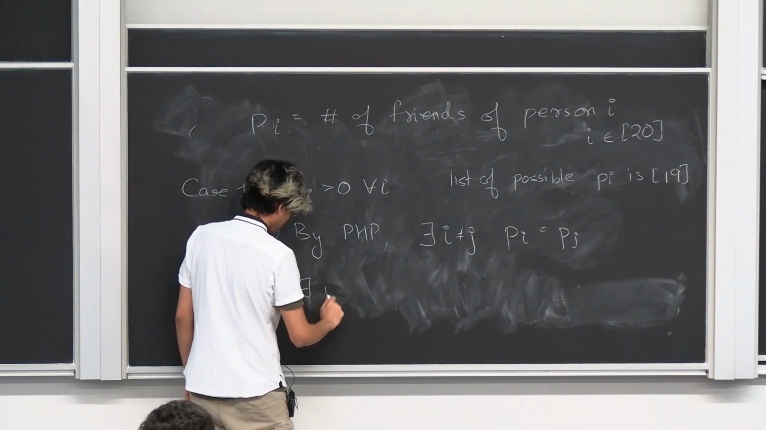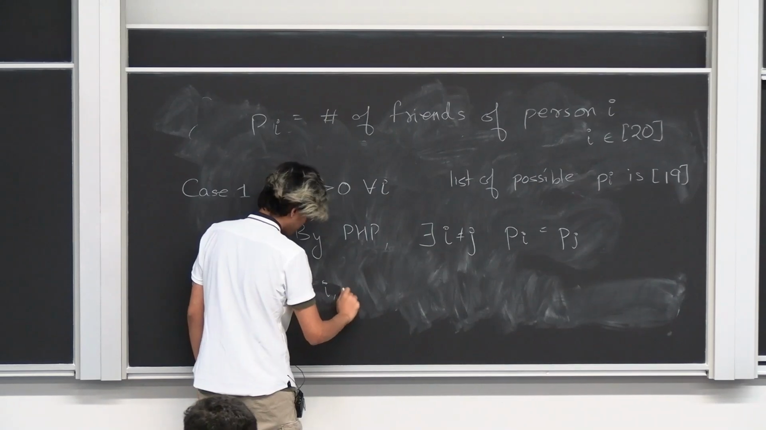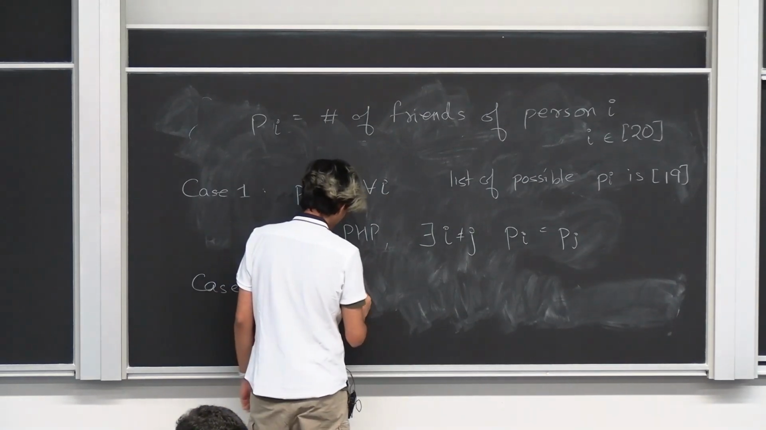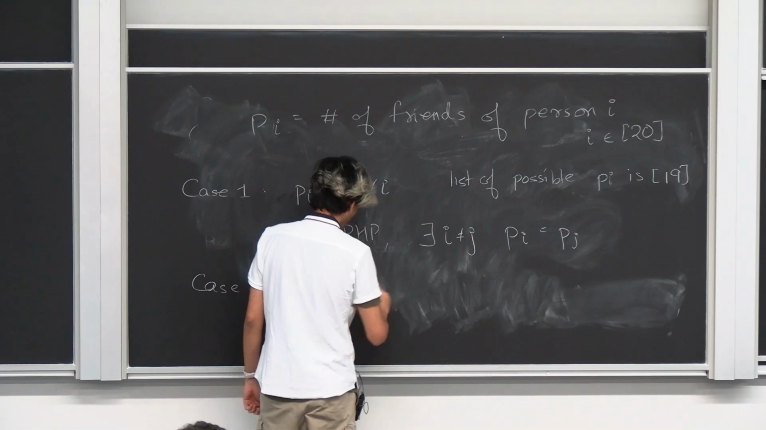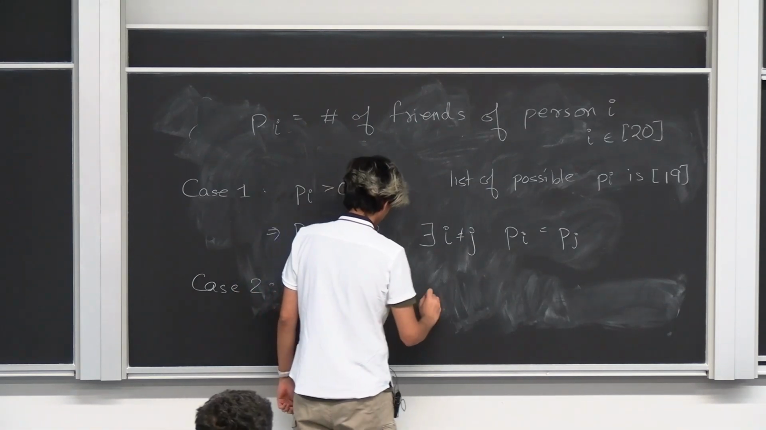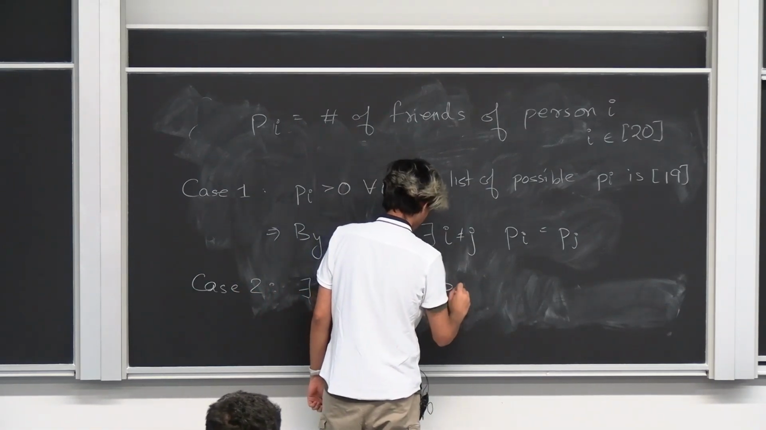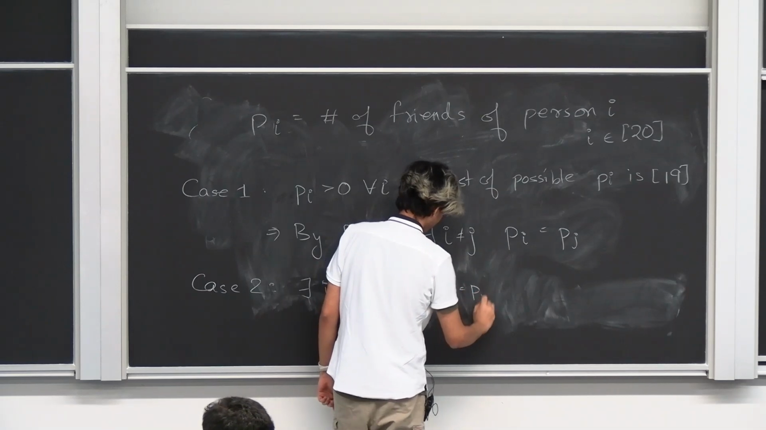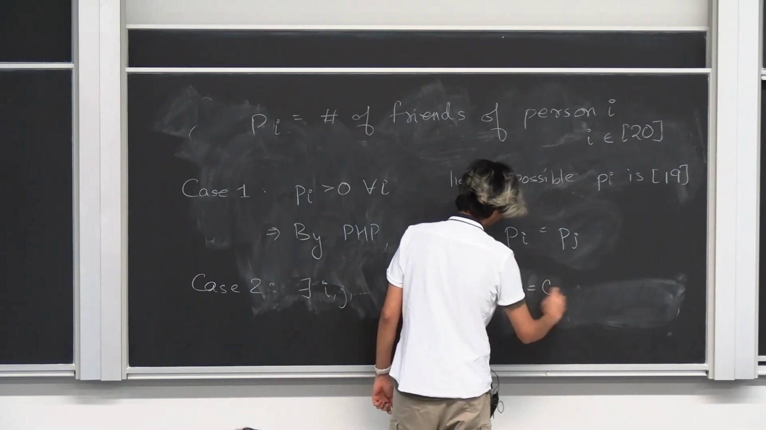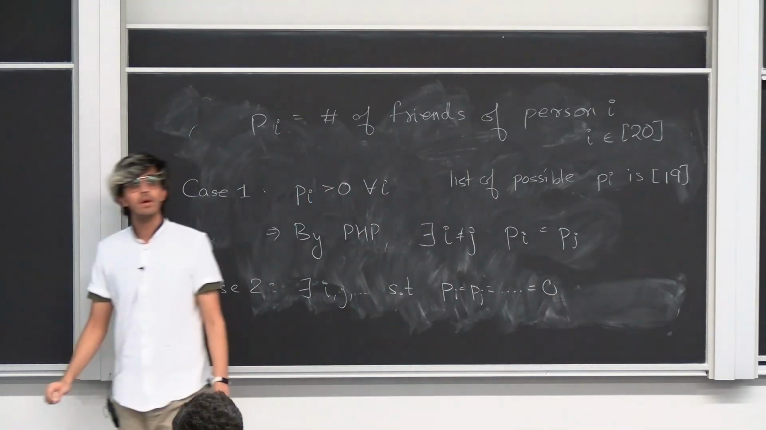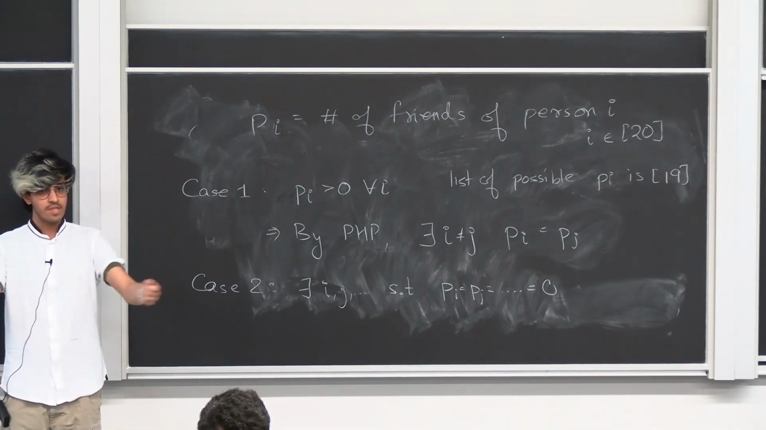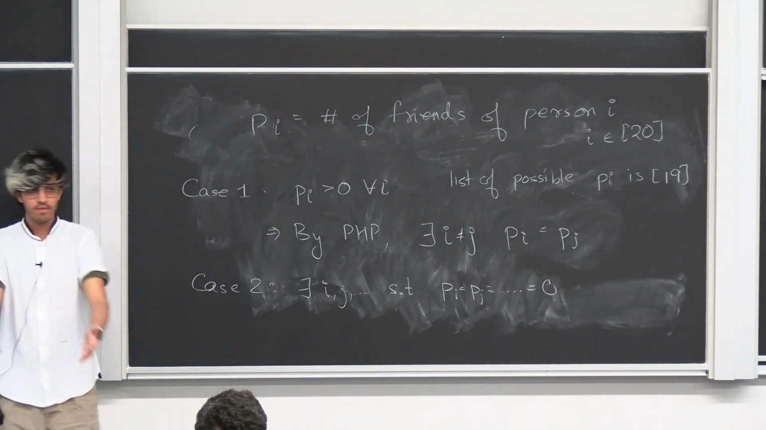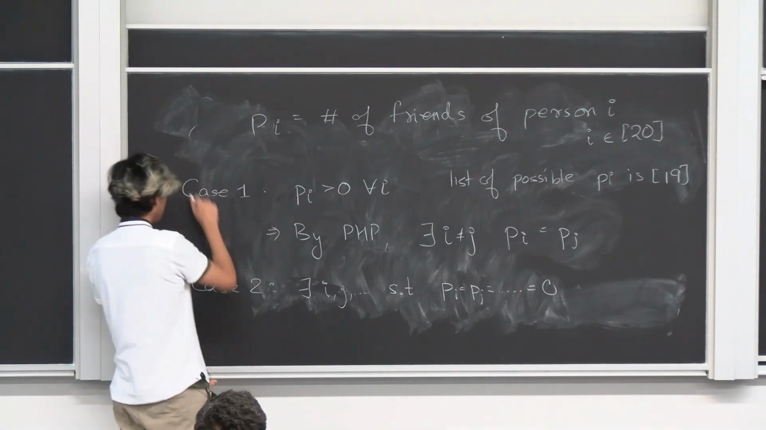There exist at least 2 people such that all of them have 0 friends. If there's 2 or more people with 0 friends, you just take any of those 2. They have 0 friends. They have the same number of friends. Okay, so these are the easy cases.